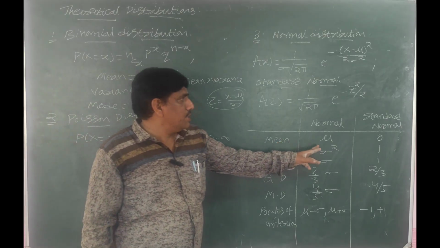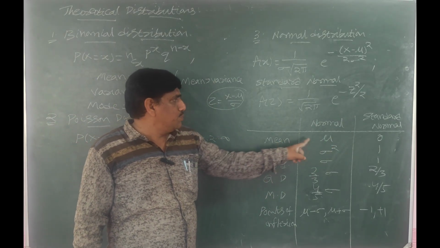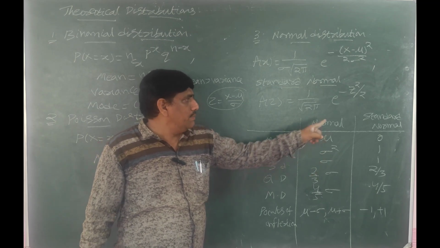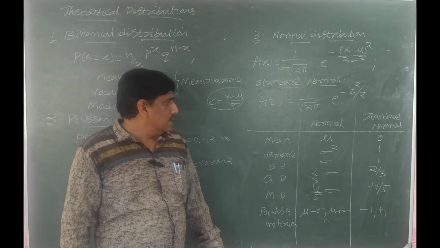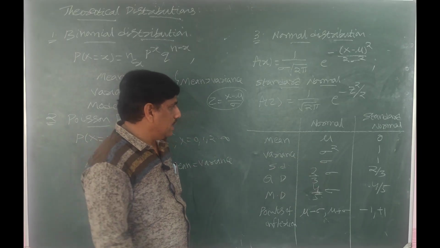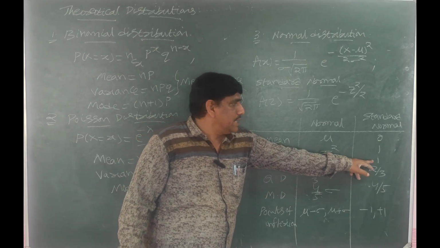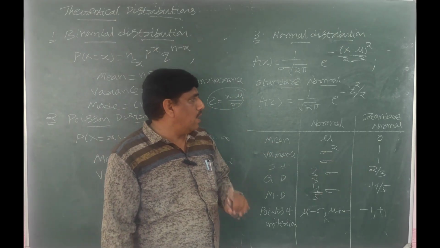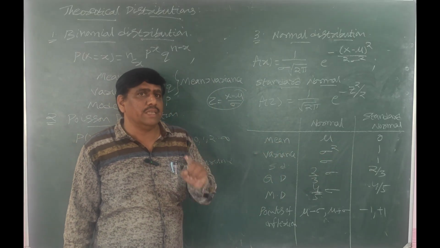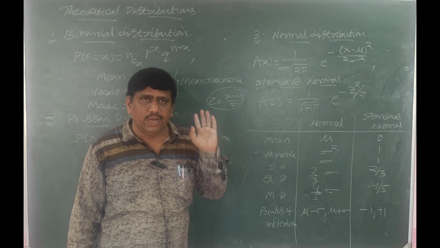Now the differentiation between normal and standard normal formulas. For normal distribution, mean is mu and variance is sigma square. For standard normal, mean is 0 and variance is 1. Similarly, for normal, variance is sigma square and SD is sigma. So SD is sigma. For standard normal, SD is 1. For standard normal distribution, variance and SD are equal. For which distribution variance and SD are equal means standard normal. Both are equal to 1.